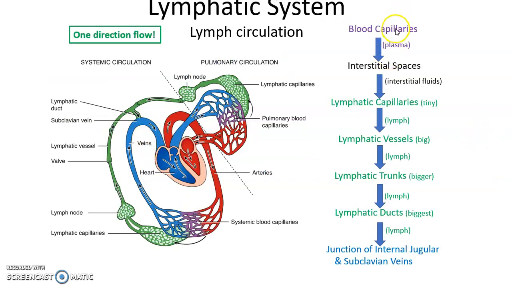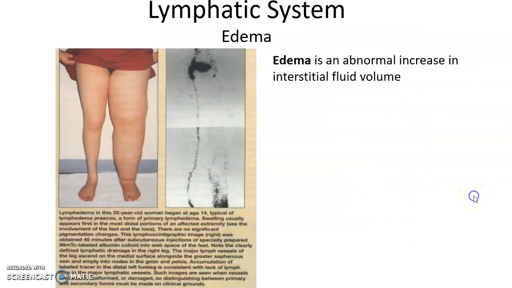So the route is blood capillaries have fluids from their plasma leave and enter the interstitial space. The interstitial fluids in the interstitial space will build up in pressure and eventually enter the lymphatic capillaries. Now it's lymph. The lymph travels from the capillaries to lymphatic vessels to the lymphatic trunks, and lymphatic trunks to the lymphatic ducts that then empty the lymph into the junction between the internal jugular vein and the subclavian vein. This is one direction, one route, one-way trip.